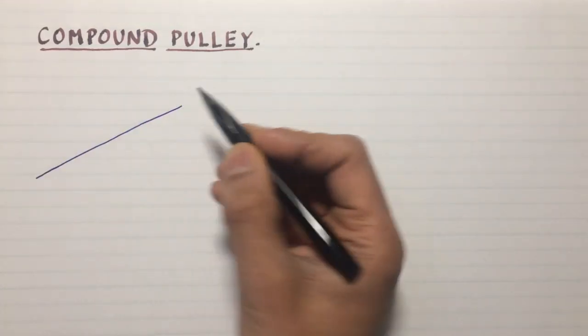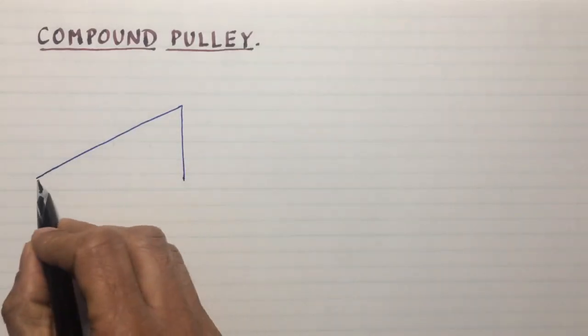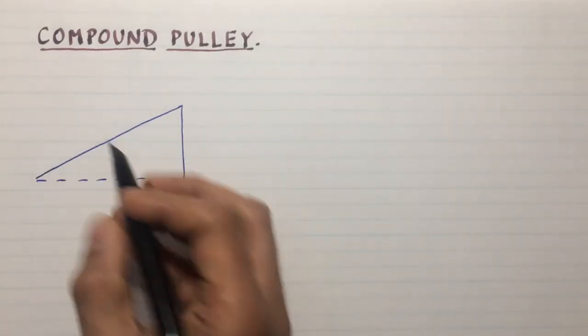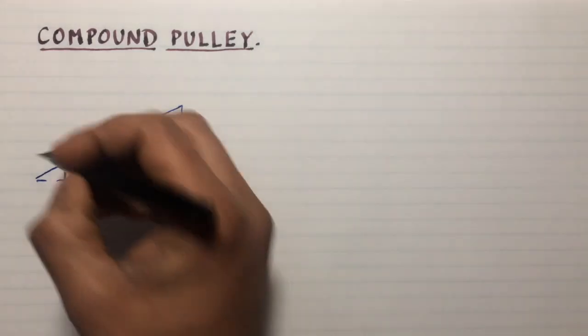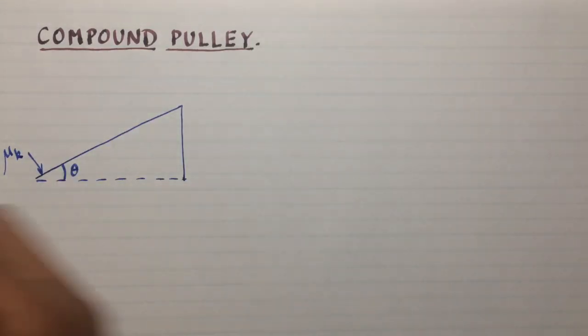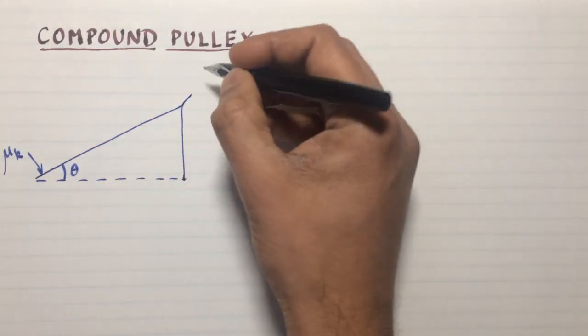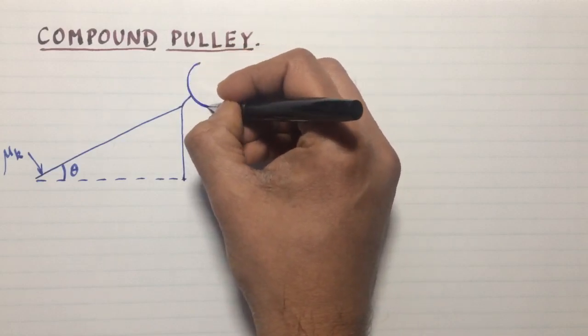So I have an inclined plane that is fixed to the table. Let's call that incline angle theta. And let's suppose it's a rough incline, mu sub k. And it's got a compound pulley. This I have to draw a bit carefully.